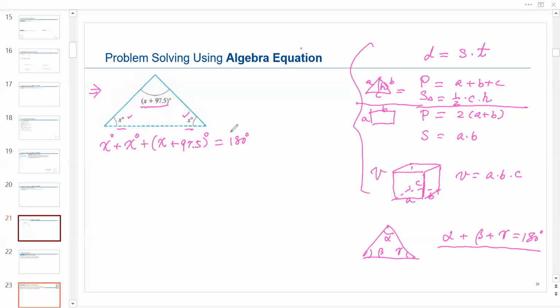So this is just like a unit. You can see it's 3x. 3x equals what? 180 minus 97.5, which equals 82.5 degrees. So x equals what? 82.5 divided by 3 equals 27.5 degrees. So x equals 27.5.